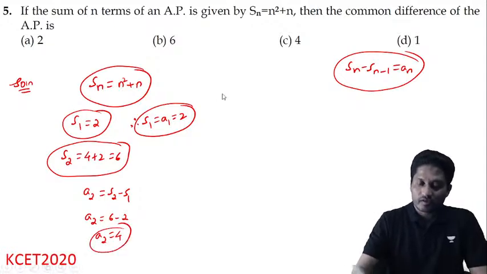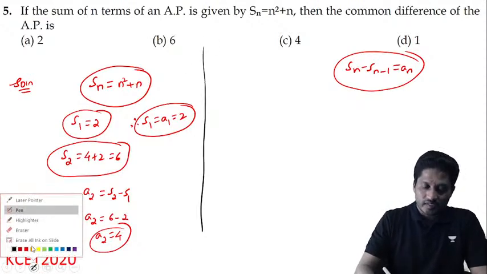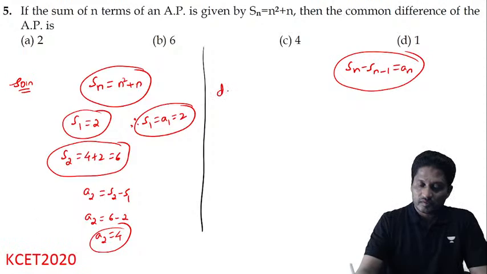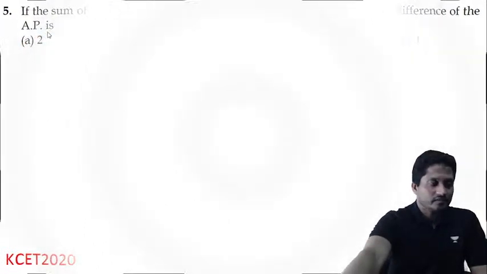Right, I'm supposed to find a common difference, right? So common difference D is equal to A2 minus A1. A2 is 4, A1 is equal to 2. So the difference is equal to 2. Answer is option A. Let's move to the next question.